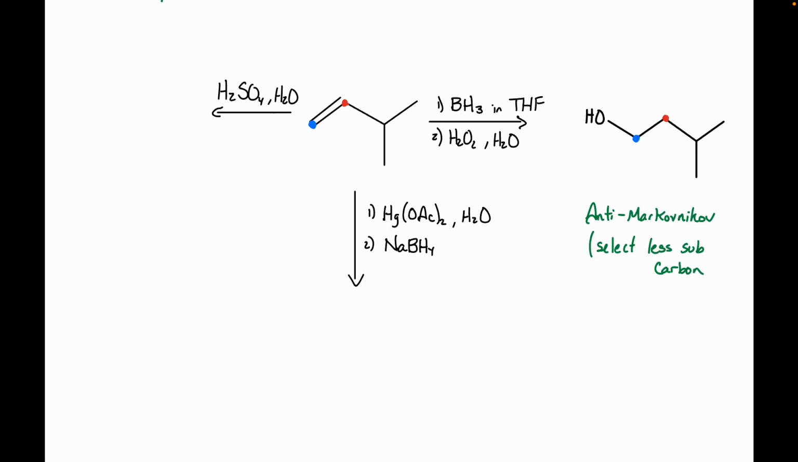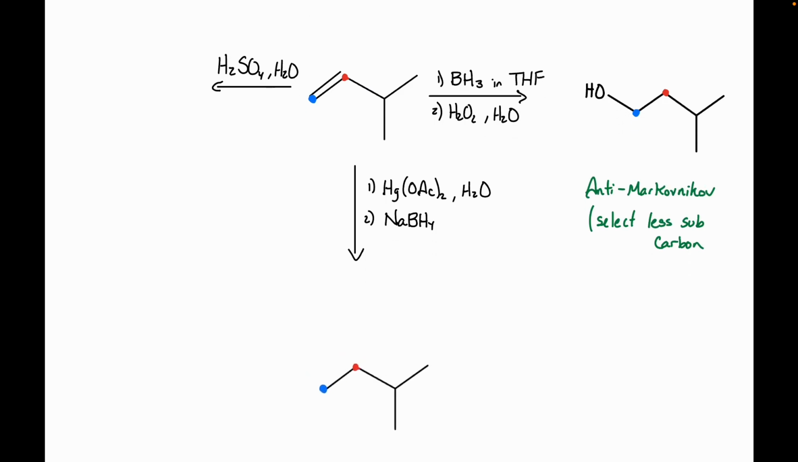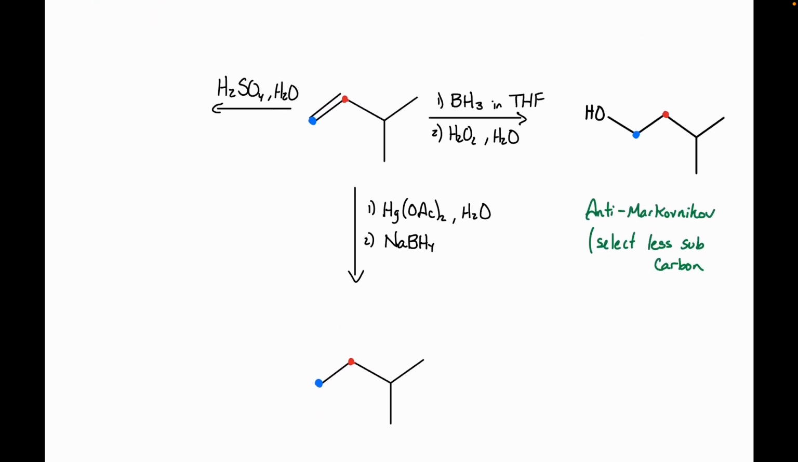All right, the other two methods that we have are Markovnikov additions. So the OH group is going to go on the more substituted carbon. We're going to do the mercury acetate one first. All right, so now I'm again going to have a hydrogen and an OH group added to either side of my double bond, but now that OH group is going to go on the more substituted carbon. So this was the Markovnikov addition.